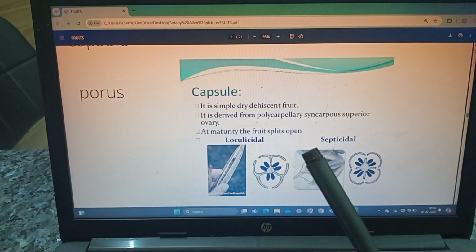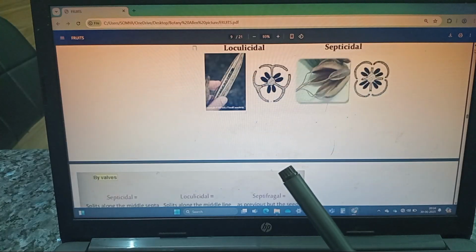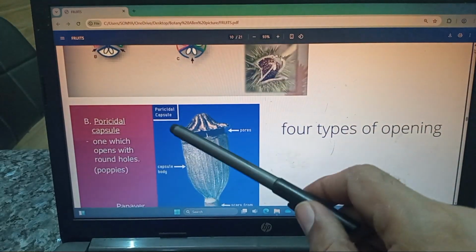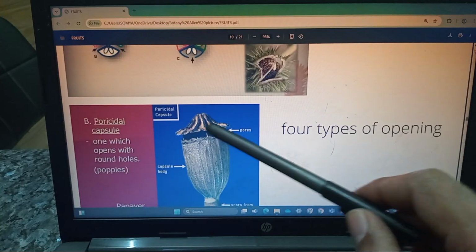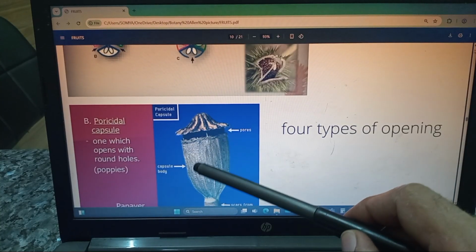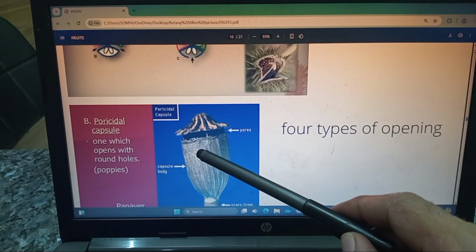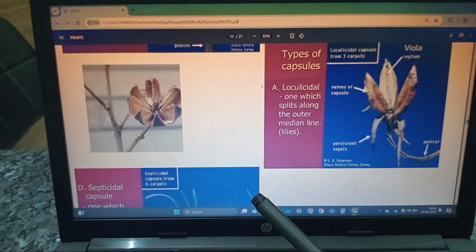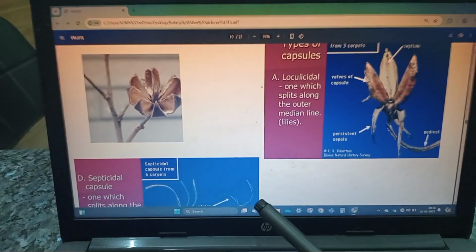Then it can be a capsule. The capsule is also dehiscent. Capsule can be porous when it opens up in the form of pores. It is seen here in Papaver, from which opium is obtained, the opium plant, Papaver. It is a capsule. So here many pores will appear, right? Then it can be cotton. In cotton it is a capsule. Right? It's opening up like this.